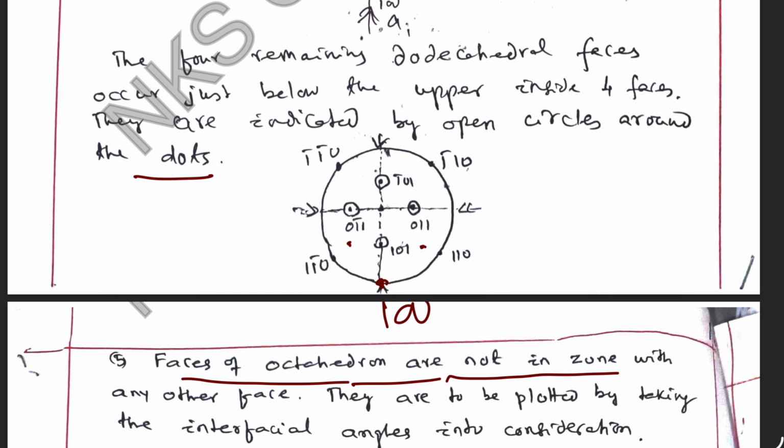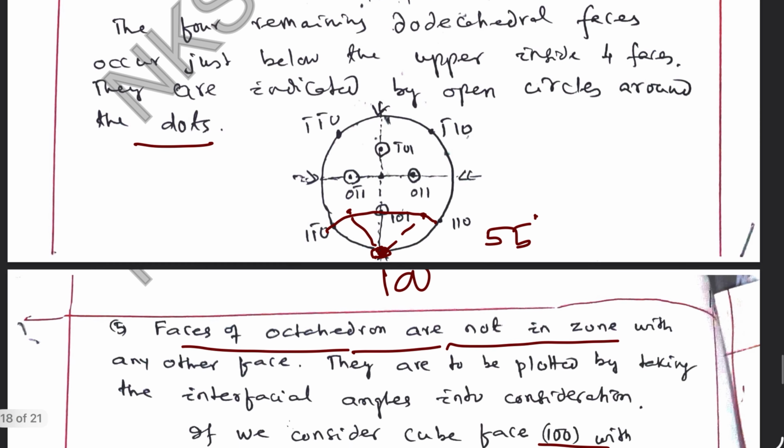On both sides, the two octahedron faces are there. One is in the northeast, the other in the northwest. The angle of the cube face with the octahedron is 55 degrees. So a 55-degree circle is being drawn, keeping the cube face at the center.